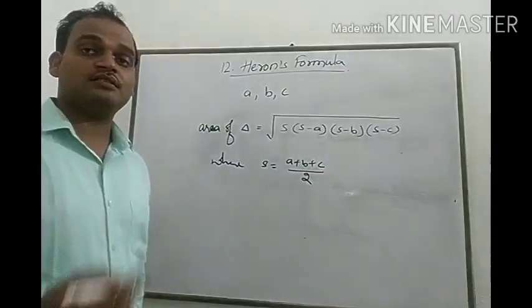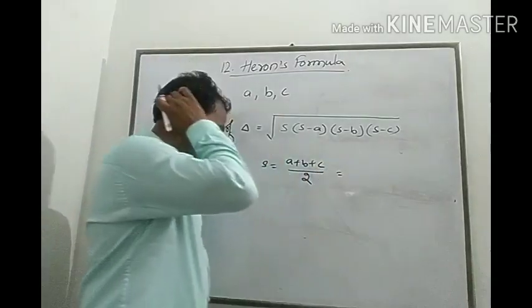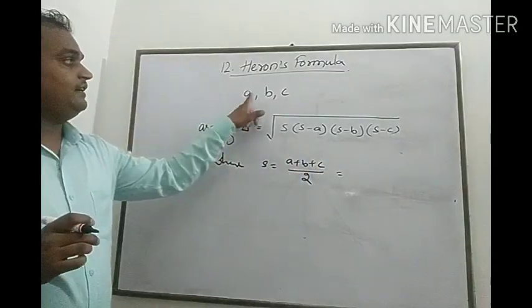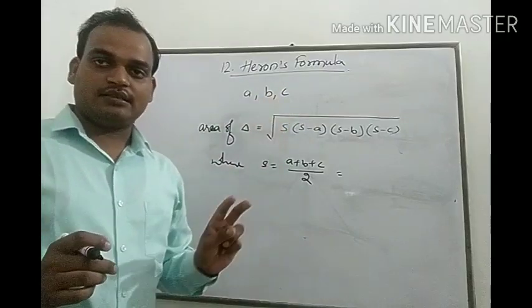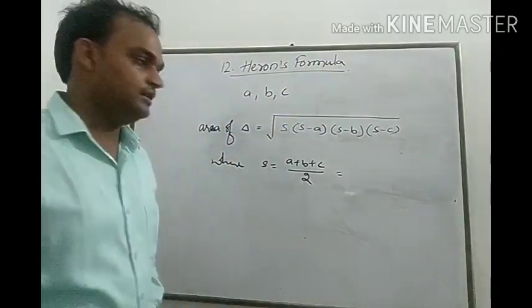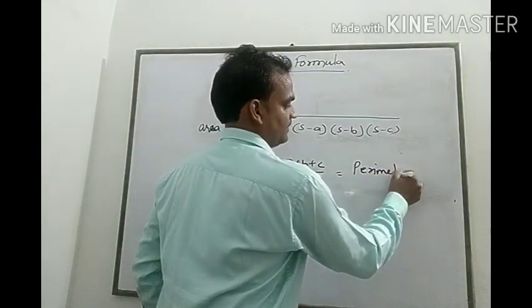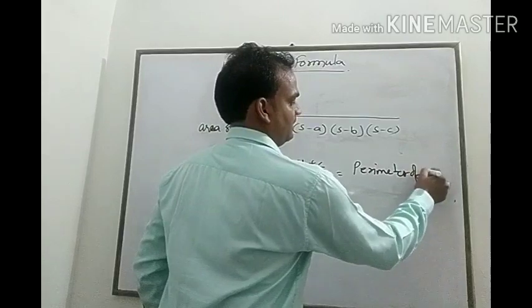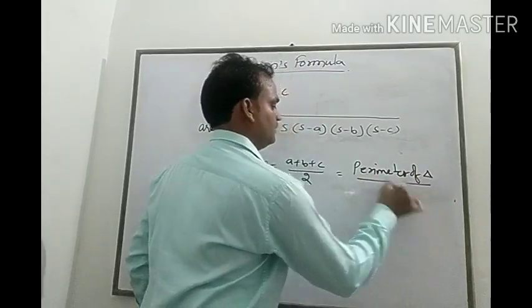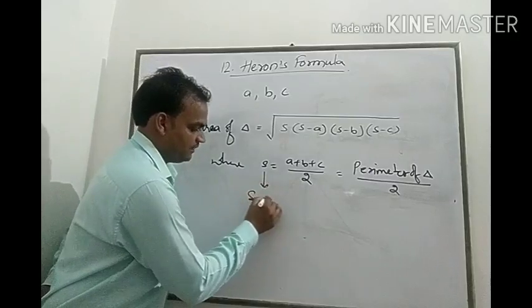Now what is A plus B plus C? A, B and C are the three sides of a triangle, so A plus B plus C will be the perimeter of the triangle. So we can write perimeter of triangle upon 2. So S is the semi perimeter.